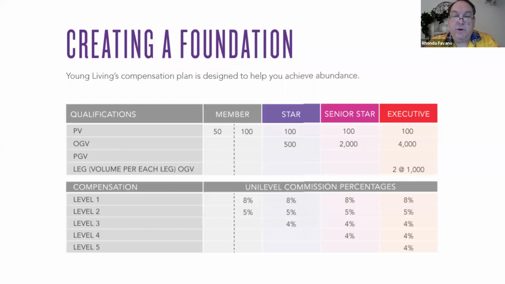Okay, so really it's pretty simple, and I'll take this a chunk at a time if you don't understand it, but you need to be able to explain it to people. How many levels you get paid down depends on your rank to hit executive. After that, it's all the same for everybody from silver through.